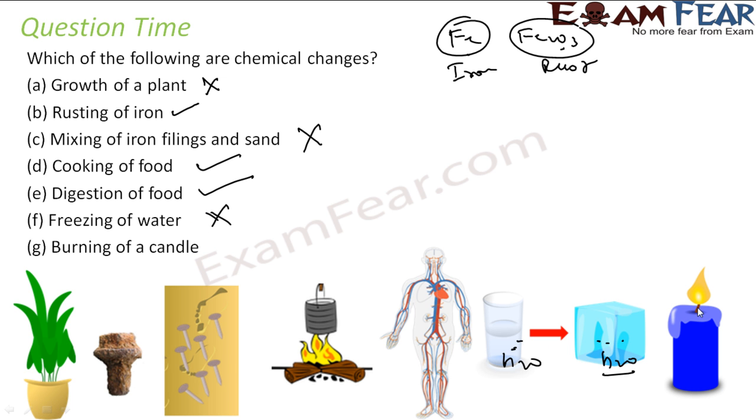Burning of candle? Yes, because the wax is converted into chemical energy. This is also a physical change as well, but this is a chemical change also. So this is a chemical change, yes. So these are the chemical changes. The correct ones are rusting of iron, cooking of food, digestion of food, and burning of candle. They are the chemical changes.